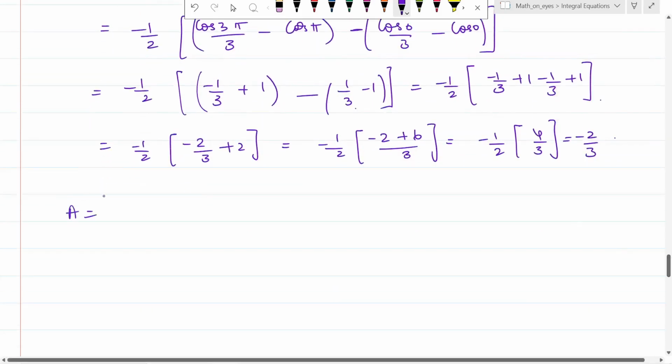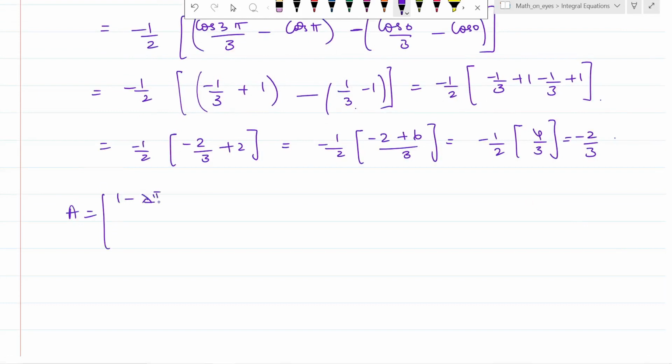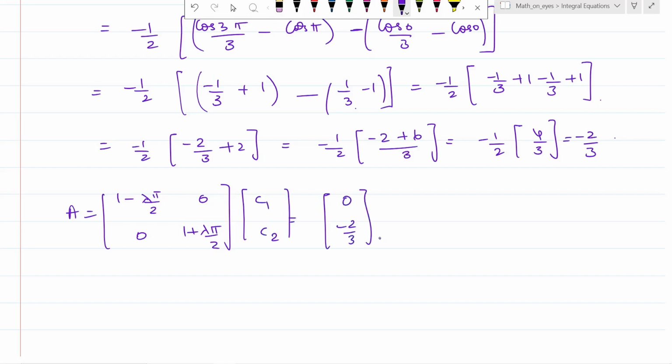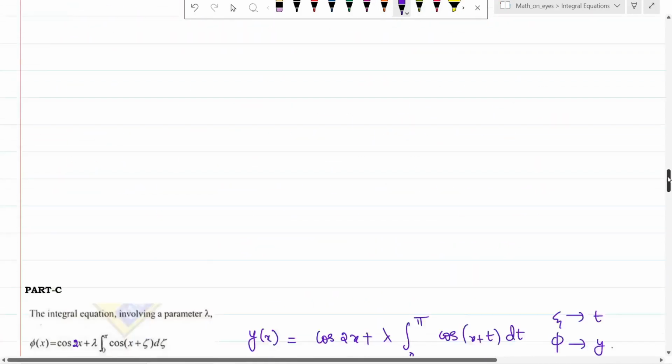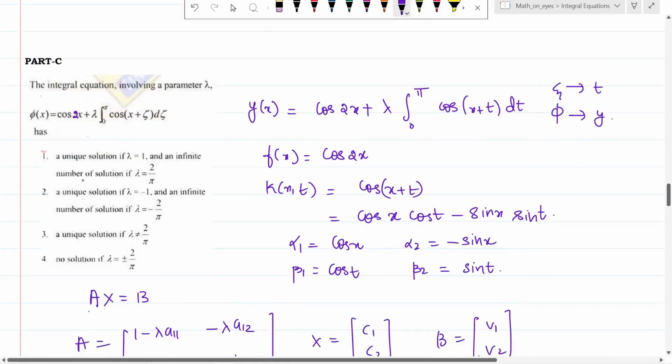So the A matrix is 1 minus lambda pi by 2, 0, 0, 1 plus lambda pi by 2, and we got C1, C2, which is equal to your V1 is 0 and V2 is minus 2 by 3. Now we will see what is given in the options. In the first option, it is given that a unique solution if lambda is equal to 1 and an infinite number of solutions when lambda is equal to 2 by pi.